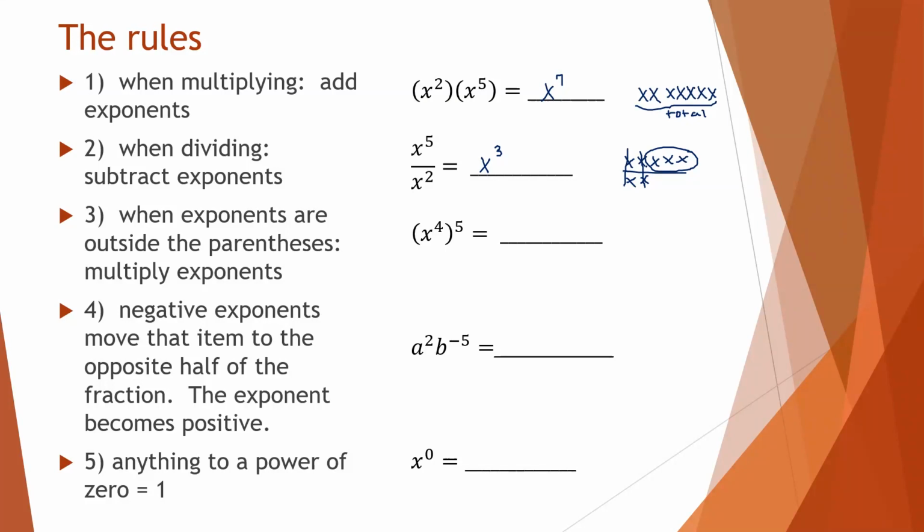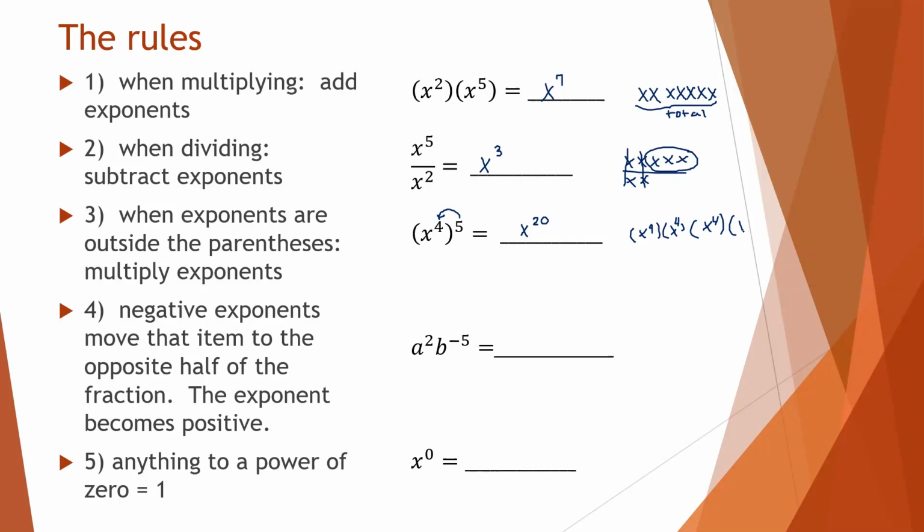Our third rule is when exponents are both outside and inside the parentheses, we have to multiply them. So I will take 5 times 4 and have x to the 20th. I'm not going to write out all of these, but I think that you get the idea. So I would have x to the 4th 5 different times, because the exponent on the outside is indicating how many times that I would have this.